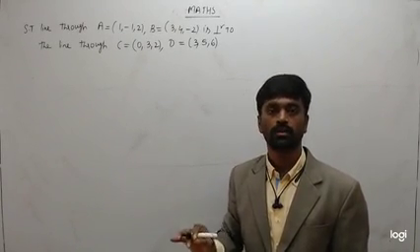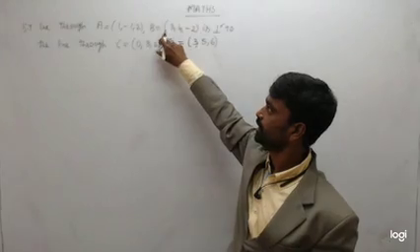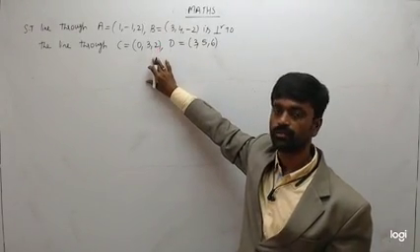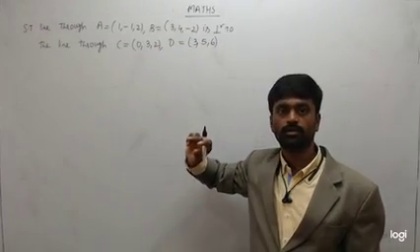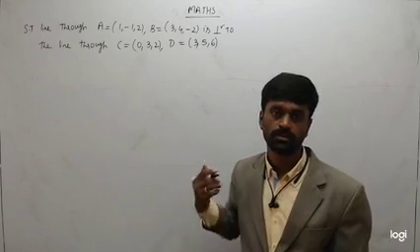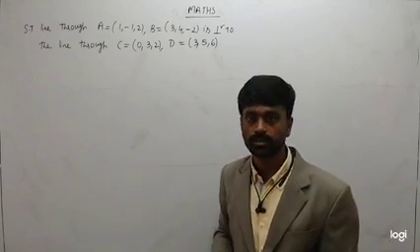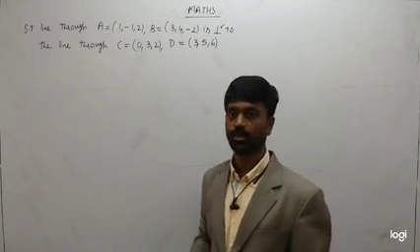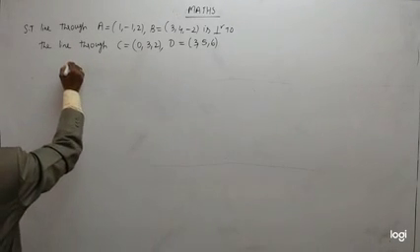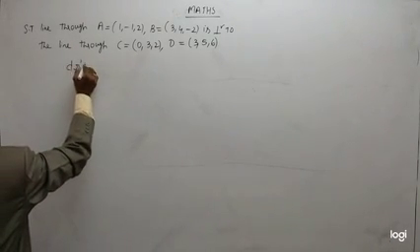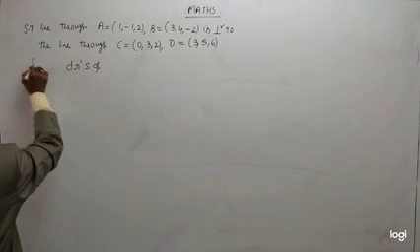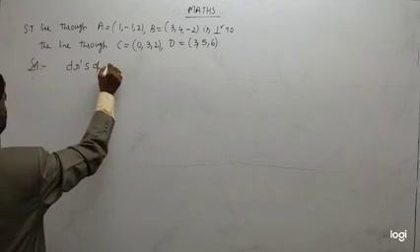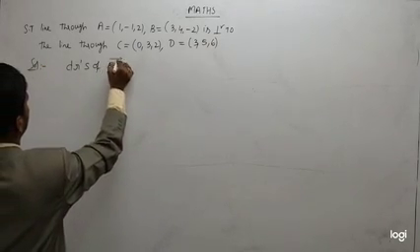That means you have to find the direction ratios of line AB and the direction ratios of line CD and calculate A1 A2 plus B1 B2 plus C1 C2. If you get 0, the lines are perpendicular. So first I am finding the DRs of line AB.